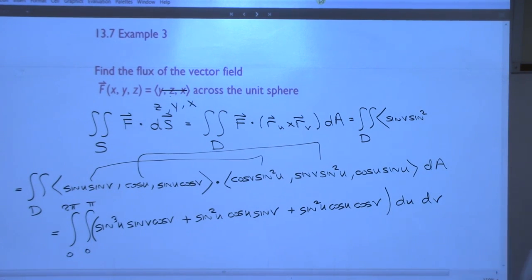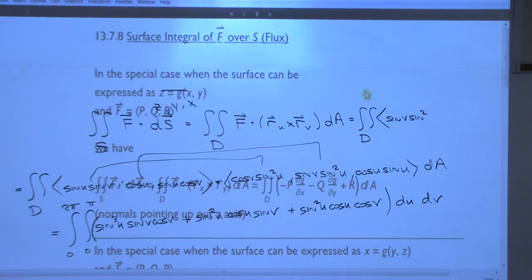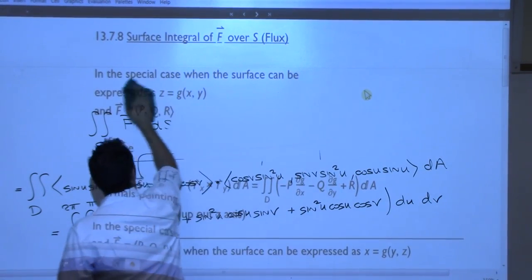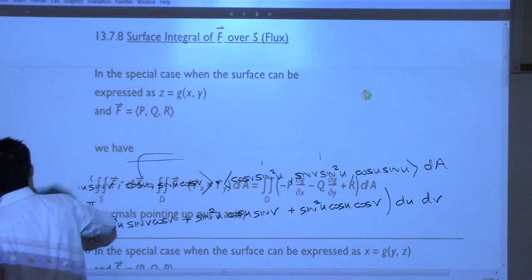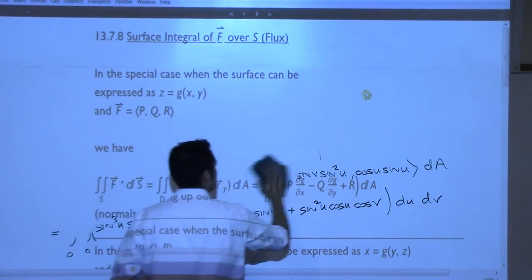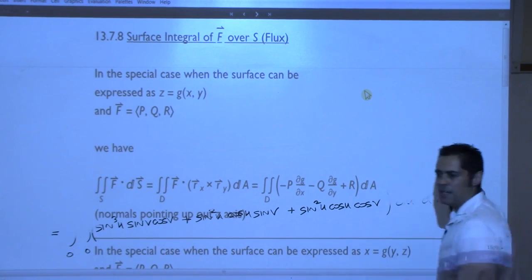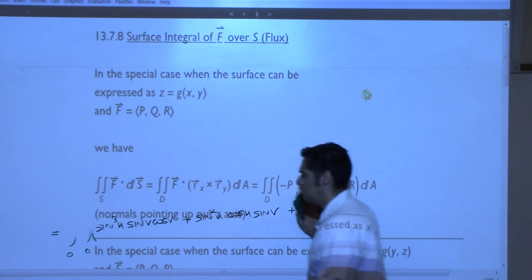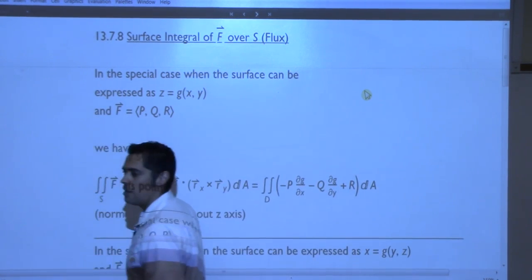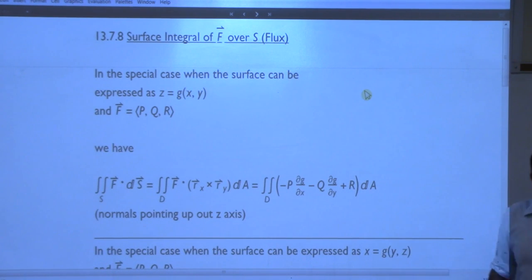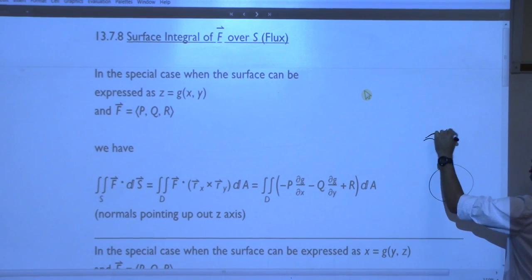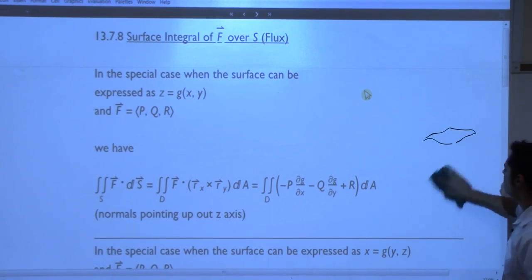All right, let's look at what's next. We have some special cases when we do flux. There's nothing that says that when you compute the flux of something, the surface has to be closed. If it's closed, then the orientation is easy to figure out. Like if I have the sphere, positive orientation is outward. But if I just give you a sheet floating here in space, what's positive orientation?